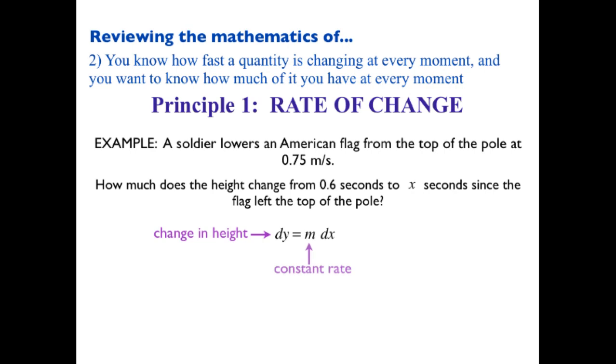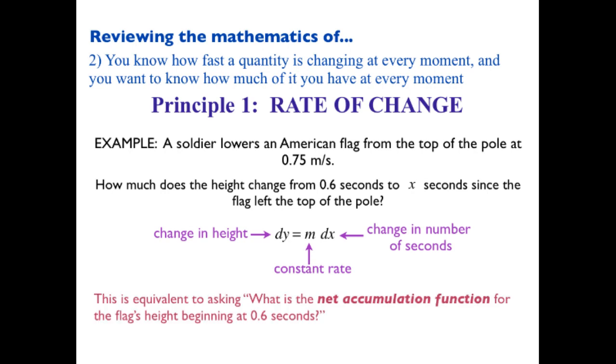m is our constant rate. dx is our change in the number of seconds. So really what we have here, this change in height, is a function of the change in the number of seconds, or the number of seconds x. The type of function that this is called is a net accumulation function. This is equivalent to asking what is the net accumulation function for the flag's height beginning at 0.6 seconds.